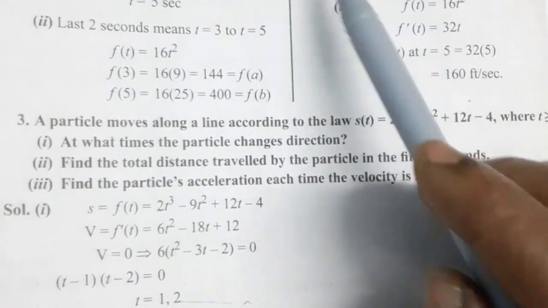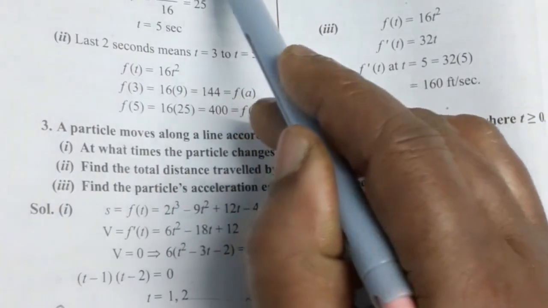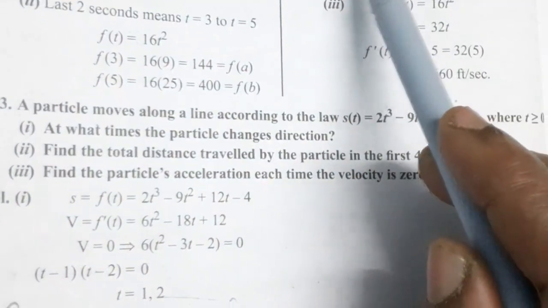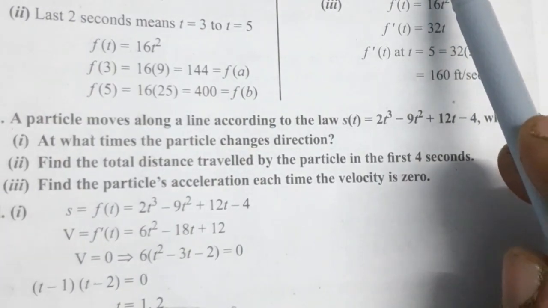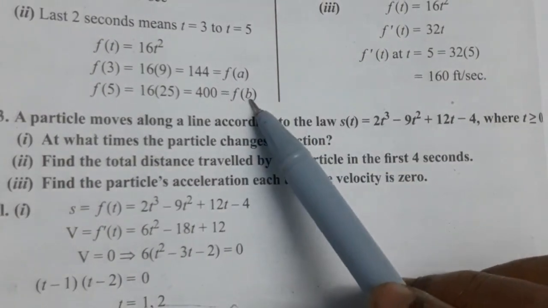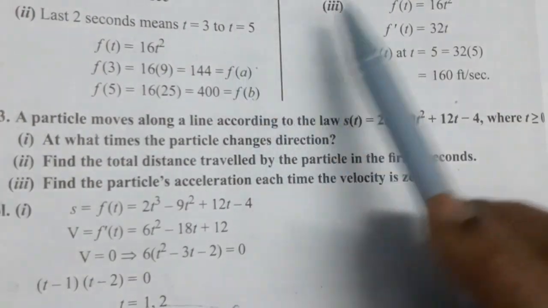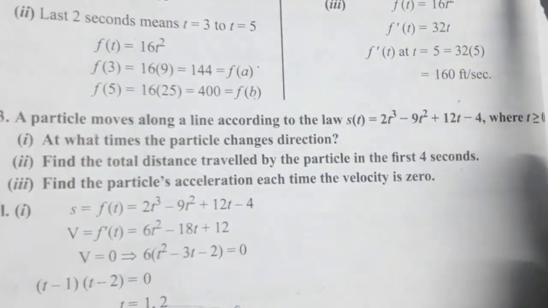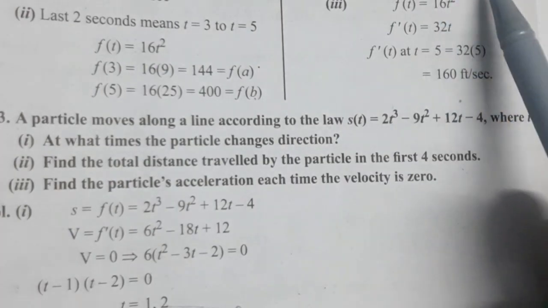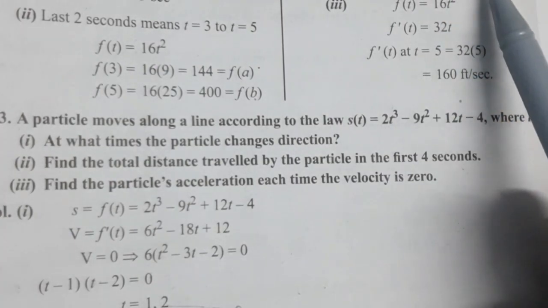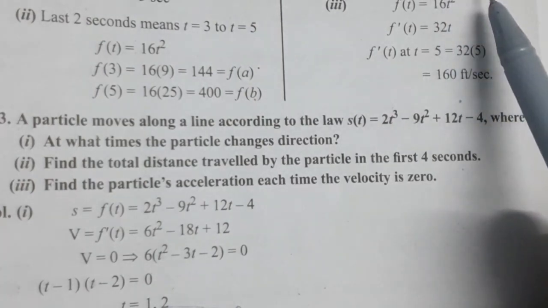What is the question asking? The average velocity. What is the formula for average velocity? Average velocity equals f of b minus f of a by b minus a. Here f of b is 400, and just now we found f of b and f of a. So 400 minus 144 by 5 minus 3, that is b minus a. We get 256 by 2, which is 128 feet per second. That is the average velocity at which it falls down, 128 feet per second.